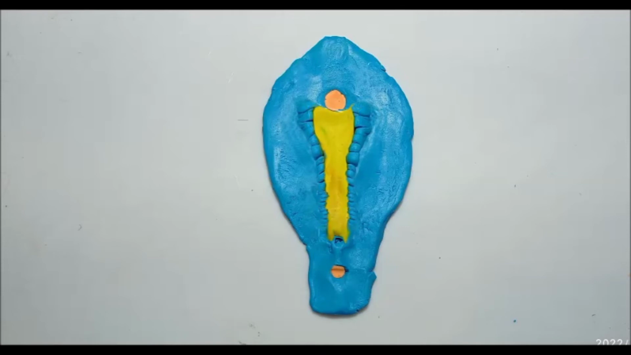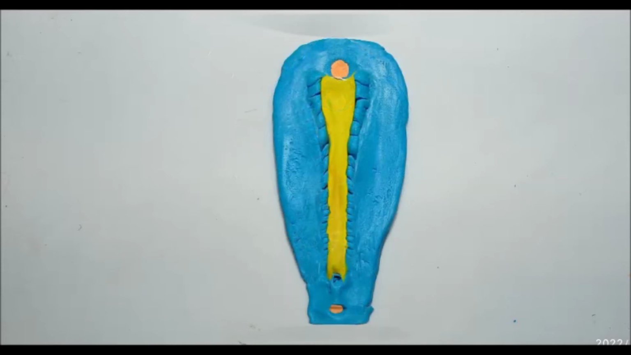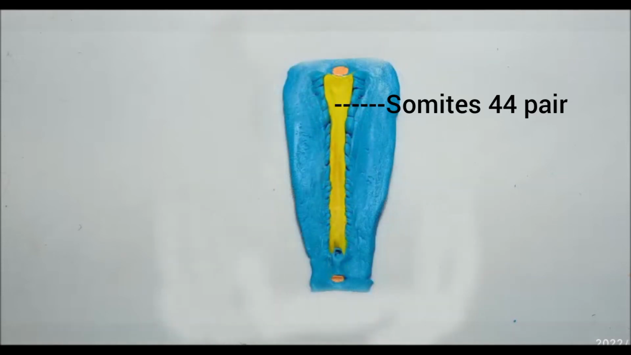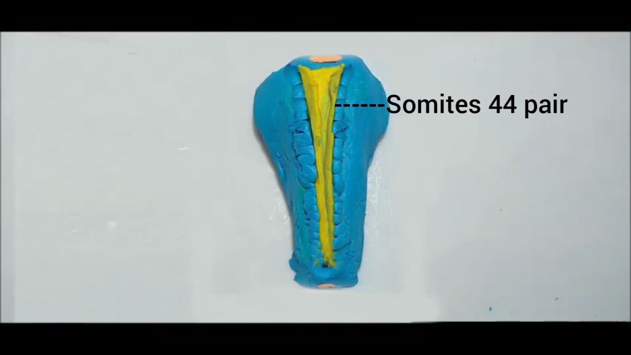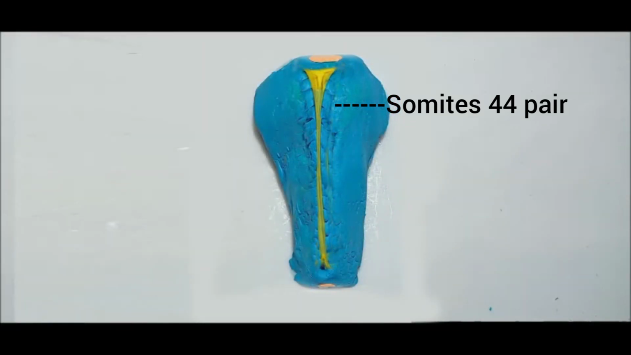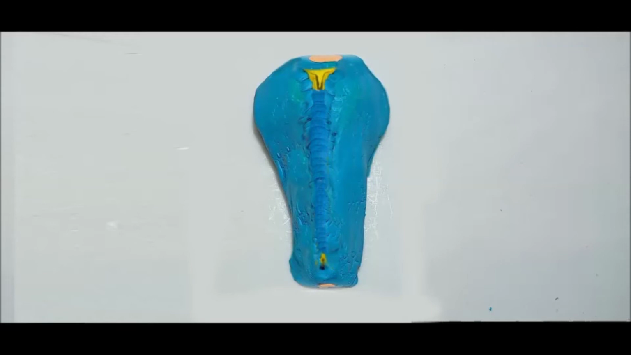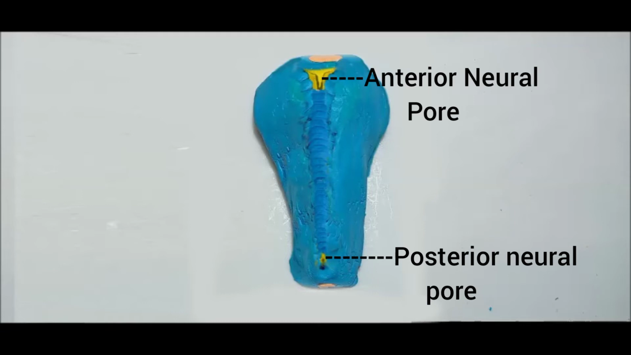At the same time, the embryo is also elongating and the body somites are also being formed at the lateral part of the neural plate, and then they fuse in the midline. The anterior neural pore and the posterior neural pore are the last parts to fuse.